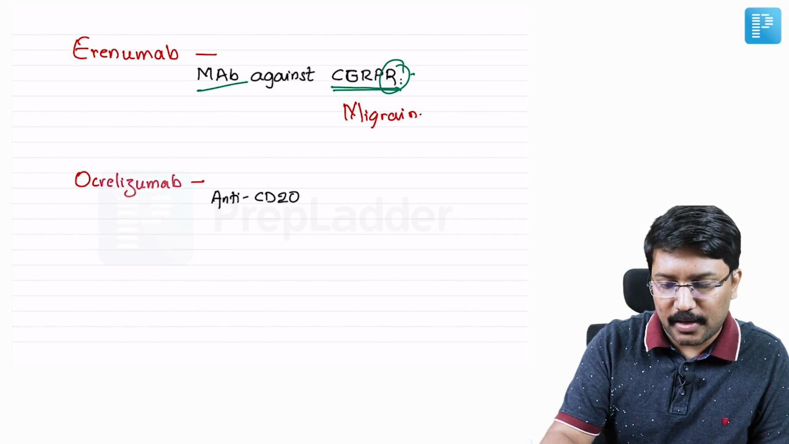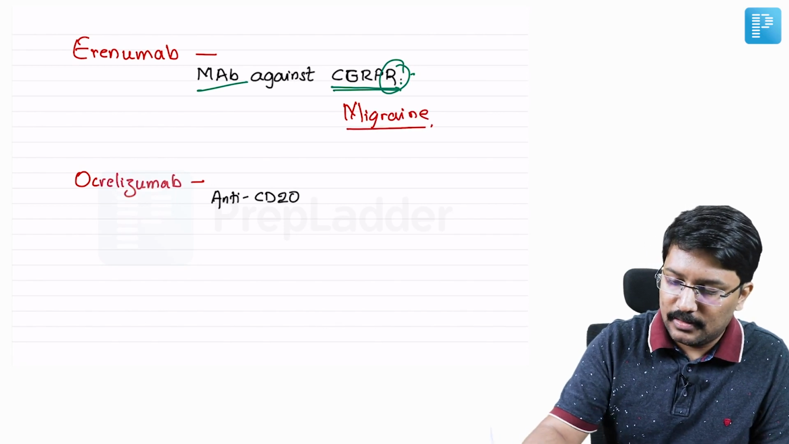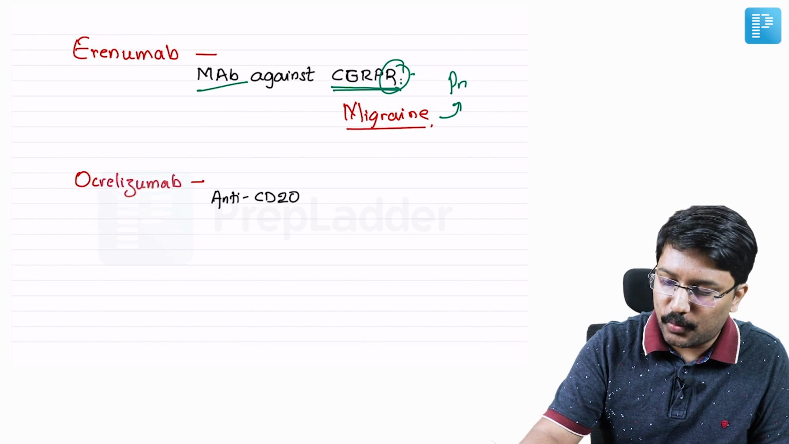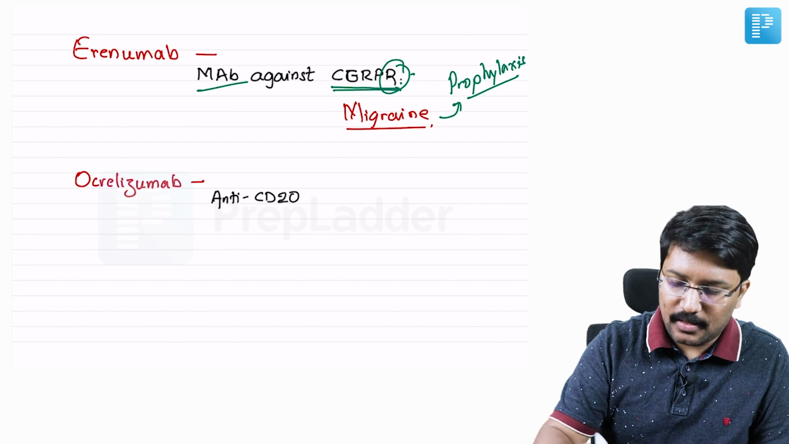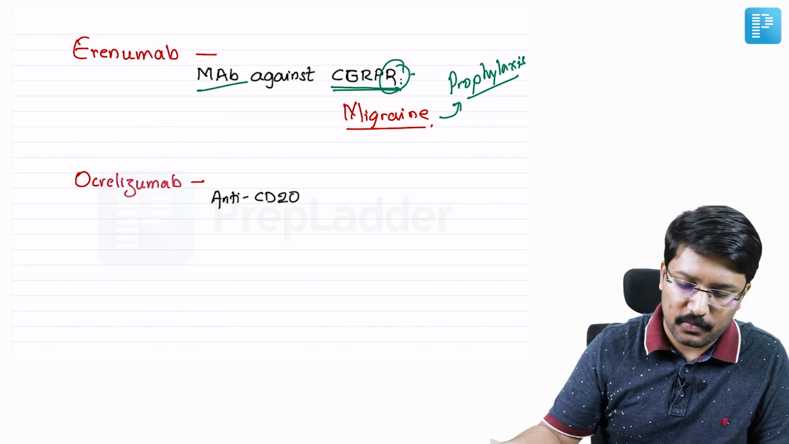Remember, this is not used for the migraine acute treatment. This is used for migraine prophylaxis. Yes, don't get confused on this point also. This is used for migraine prophylaxis. Okay. There are again some more related questions on this drug, so we will go through that.